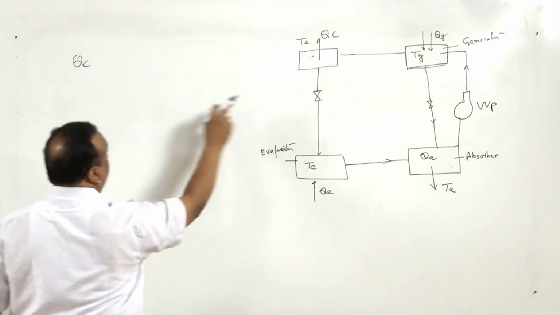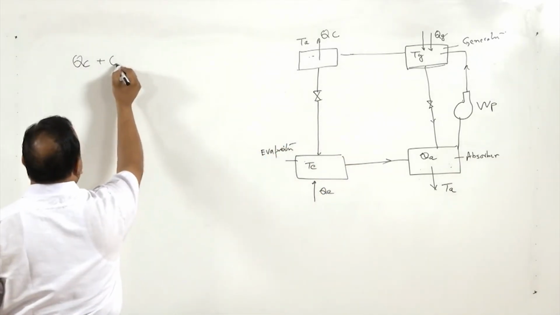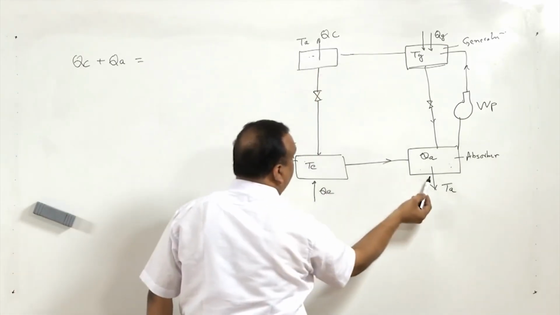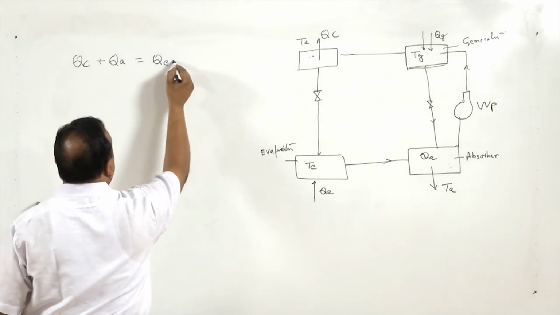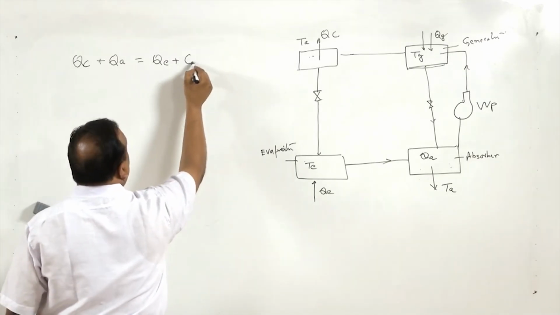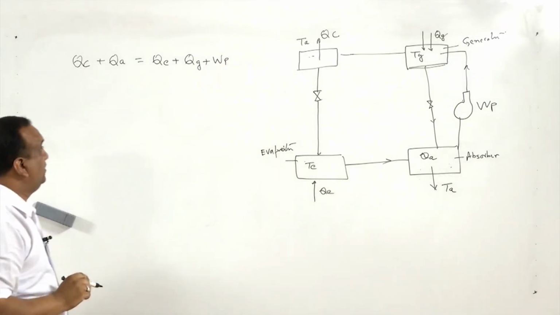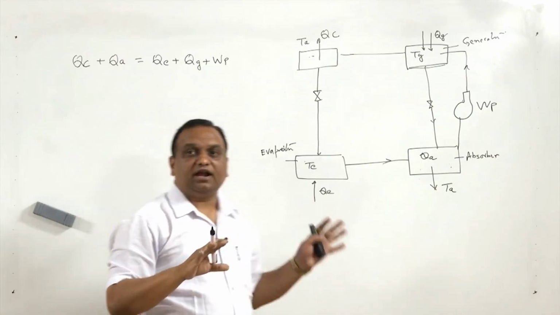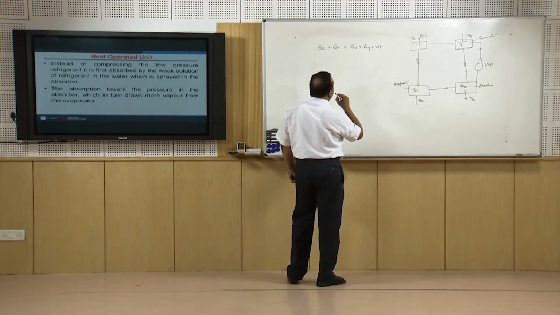So, the heat balance is QC, condenser, and absorber plus QA is equal to, because it is heat rejected, and heat supplied is QE plus QG plus work of the pump. This is energy given to the system. All the processes are ideal processes. So, the change in entropy of the system is 0.